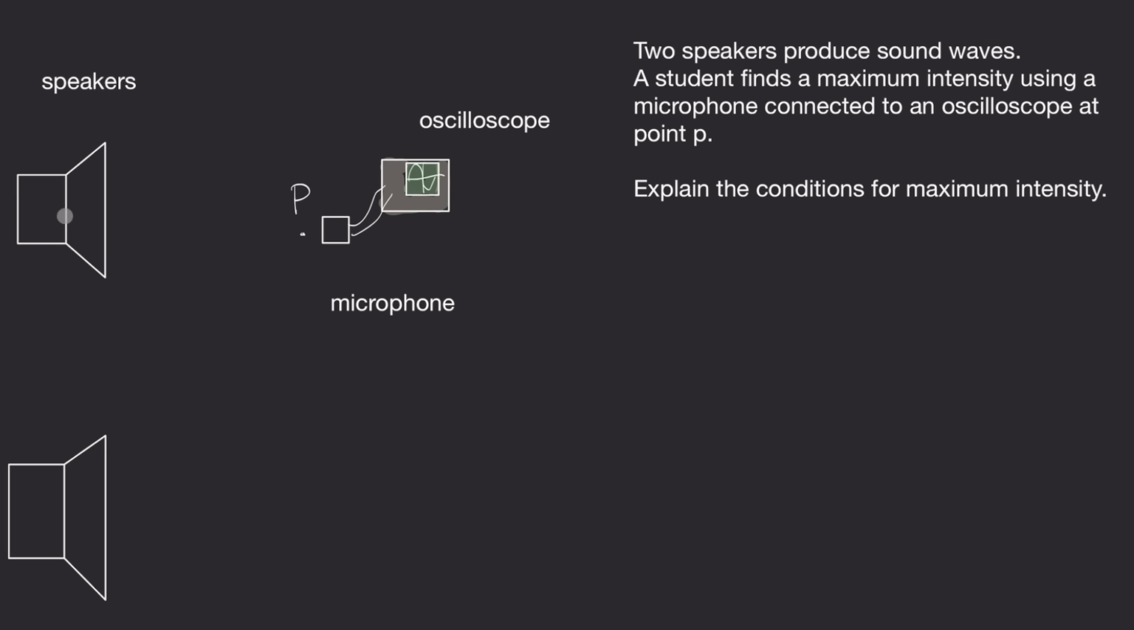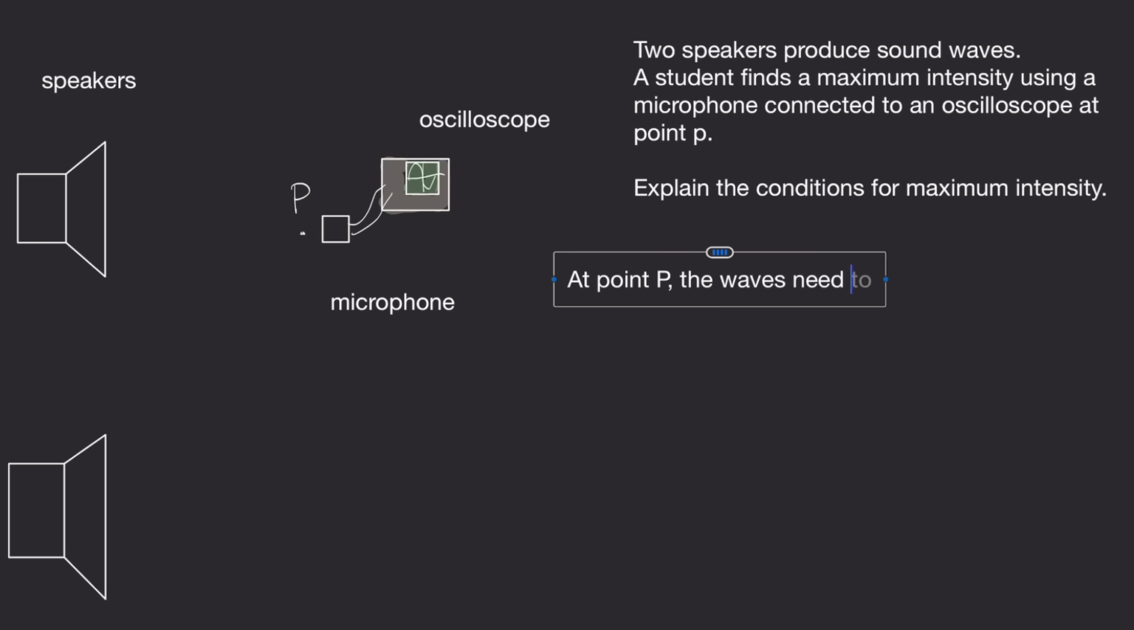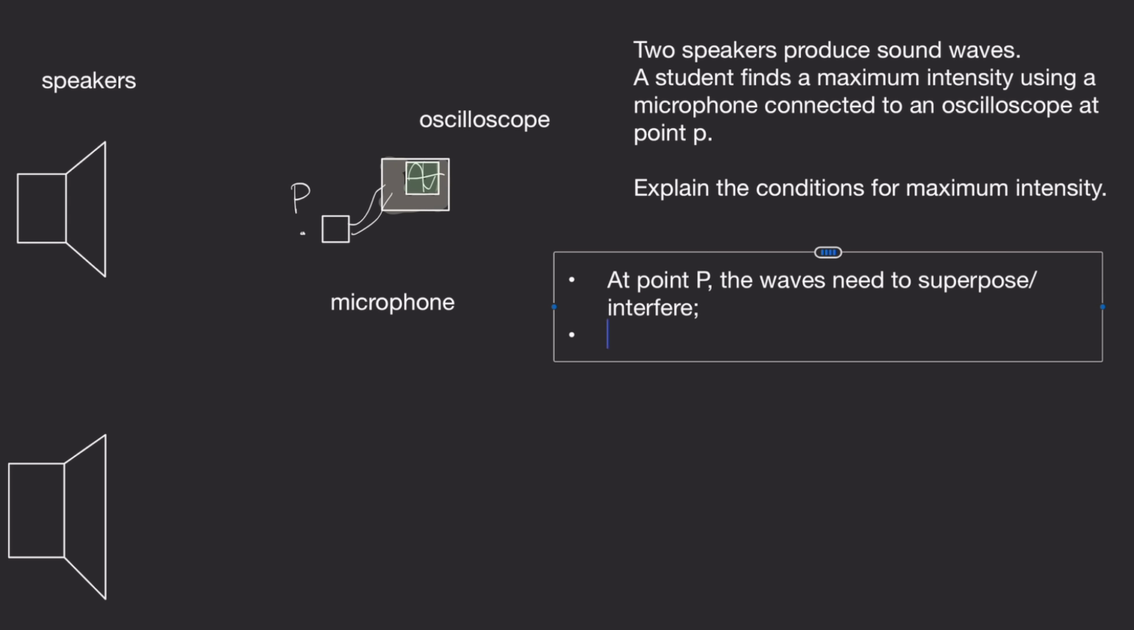Let's do another one of these because these questions are just so incredibly important. We have two speakers that produce sound waves. And then we have a student that finds a maximum intensity using a microphone connected to an oscilloscope at a certain point P. What we need to do is explain the conditions for a maximum. The first thing that we need to say is that the waves at point P need to superpose or interfere. Now, in order for there to be a maximum, we need to comment on the two PDs.